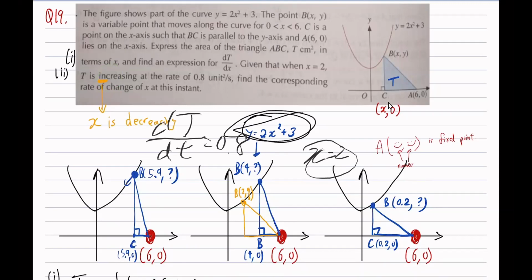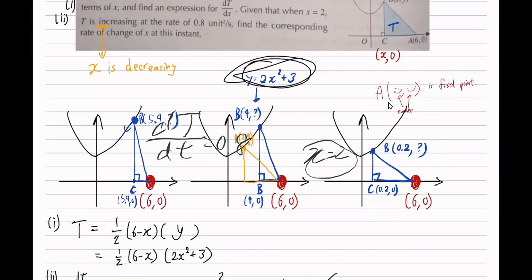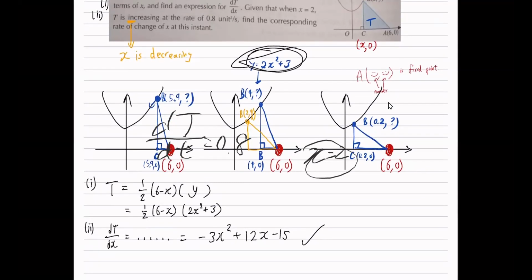Okay? And with that in mind, we can carry on. What do we want to find, and what's given? Let's write this down. Part 3. Want to find what? Corresponding rate of change of x at this instant. So dx by dt. Also, do you expect this to be positive or negative? Expect it to be negative, because decreasing, right? Decreasing, negative.